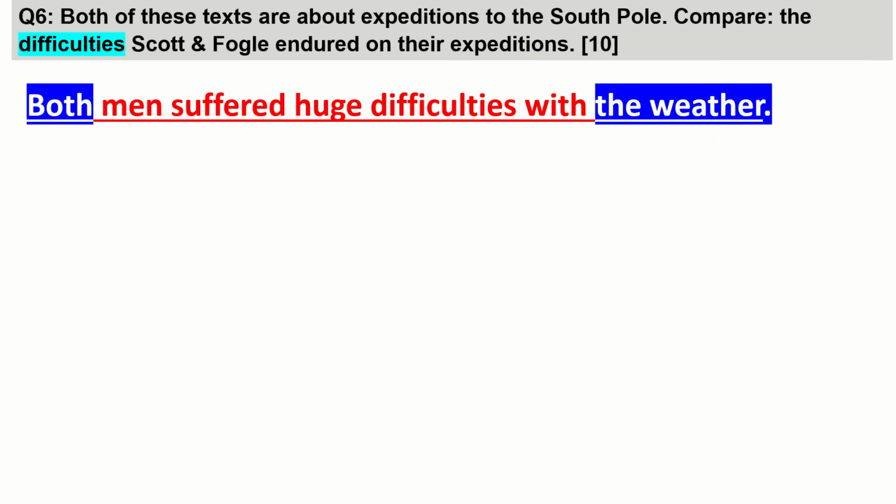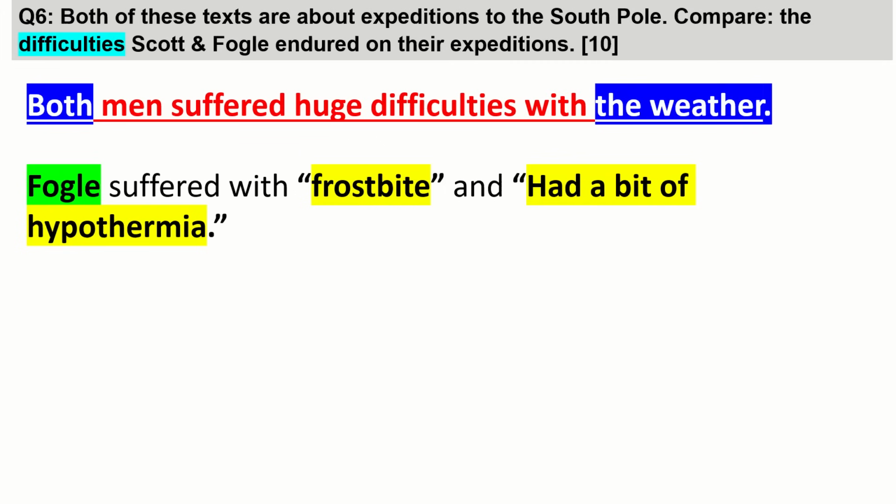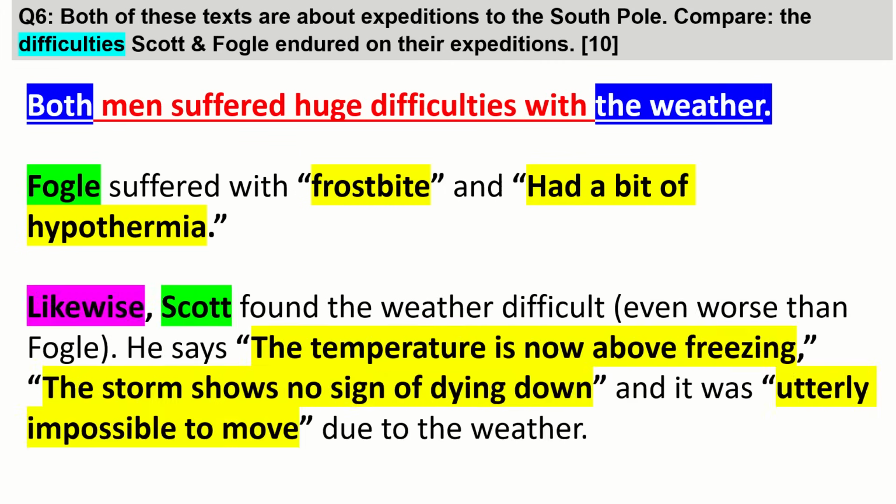So for example, both men suffered huge difficulties with the weather. Fogel suffered with frostbite and had a bit of hypothermia. And look, I'm using that word likewise. Likewise, Scott found the weather difficult, even worse than Fogel. He says the temperature now is just above freezing. The storm shows no signs of dying down, and it was utterly impossible to move due to the weather.